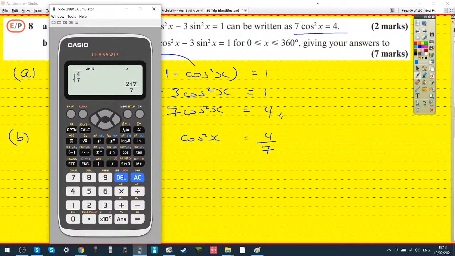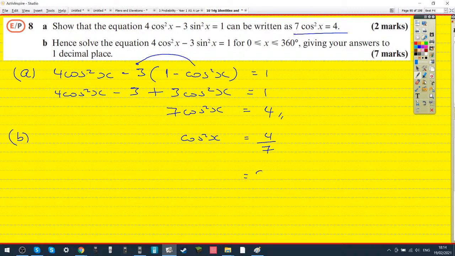2 root 7 over 7. Here you go. Rationalize the denominator. That's why it looks a bit weird. And the inverse cos of that number. Is there another very similar number that when we square it we also get 4 over 7? Plus or minus? Yeah. So just watch out for that. 40.9 for positive.